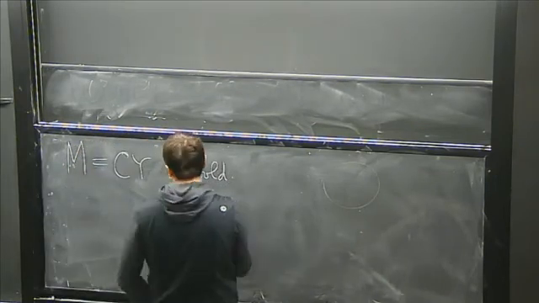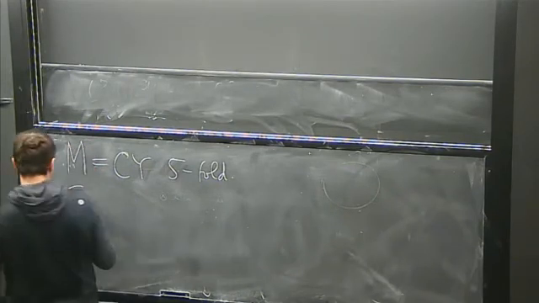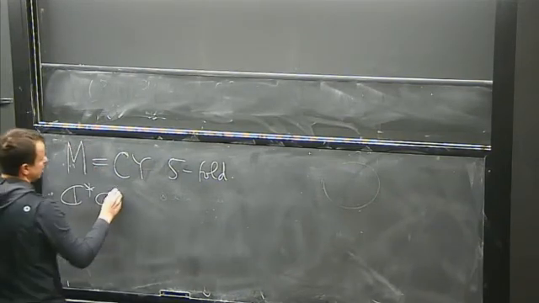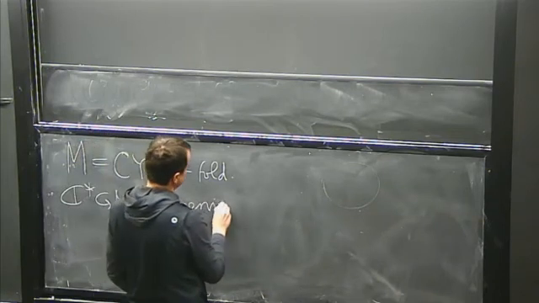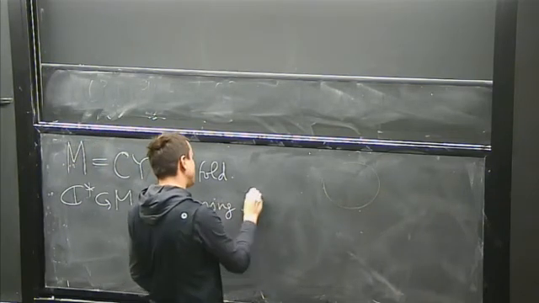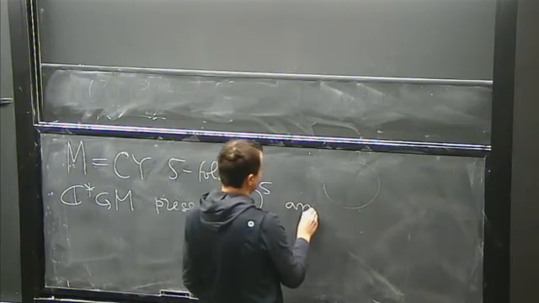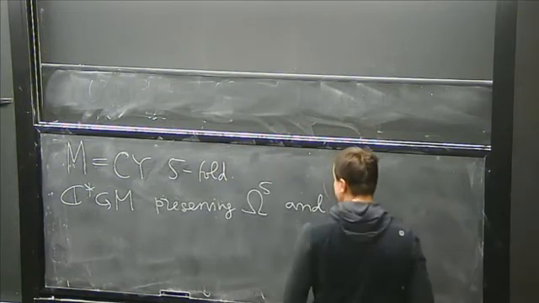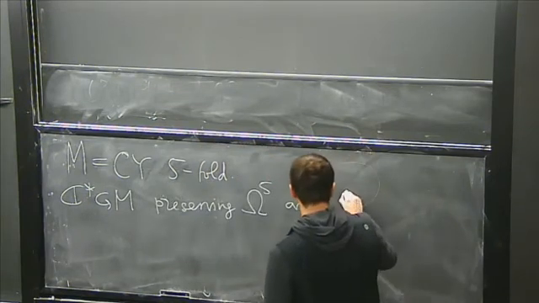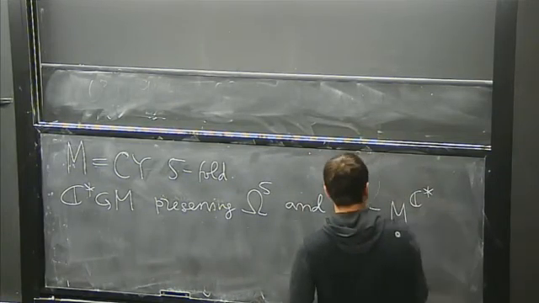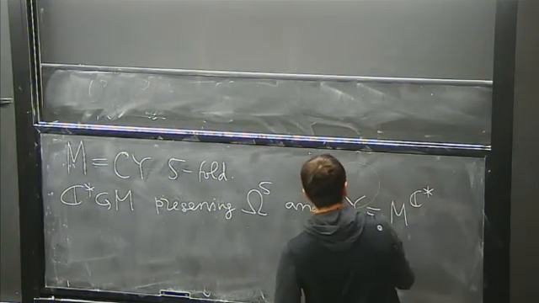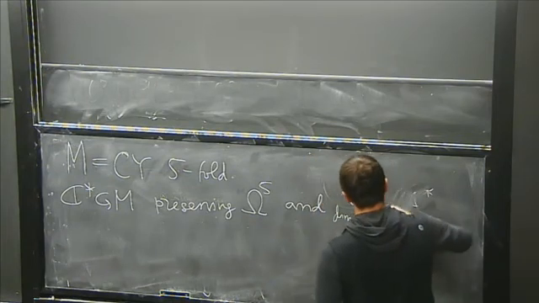And such that a torus C star acts on M, preserving the 5-form, and such that the fixed locus, which I call Y, is 3-dimensional. Dimension of this, which is the fixed locus.